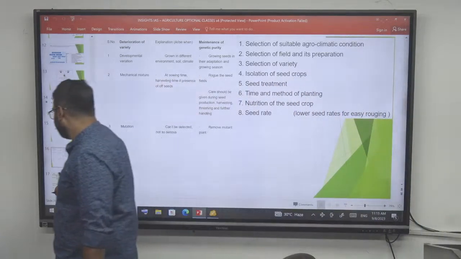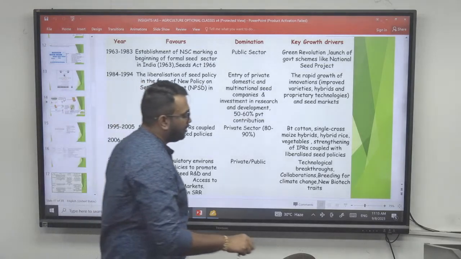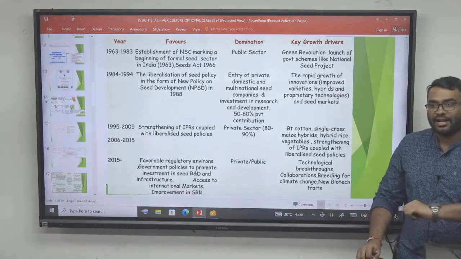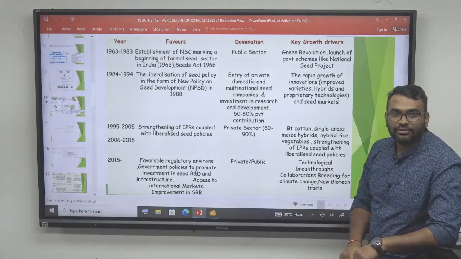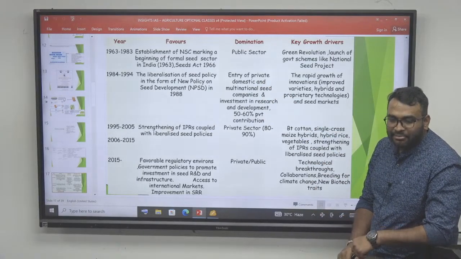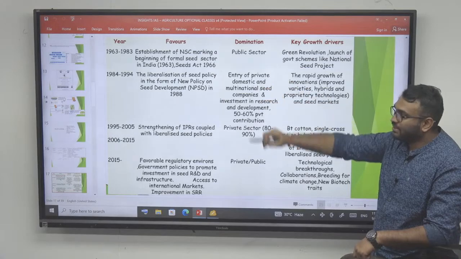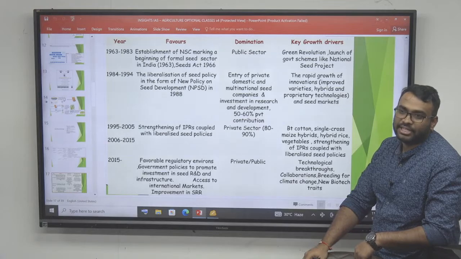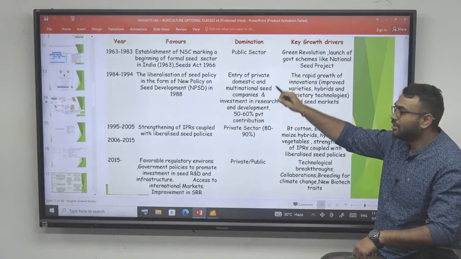Next we will look at PPP, that is public private partnership, right? Here what I have done is taken the overall scenario, like how it started. If you take the entire seed supply chain in India, how it started and how it is progressing now. So this is what it is trying to convey. In the early 1960s, when there was the green revolution, obviously hybrid production was very important. So that's why the domination was from the public sector. NSC, the National Seed Corporation, was established, and the majority of seed production and marketing was directly done by the government itself.